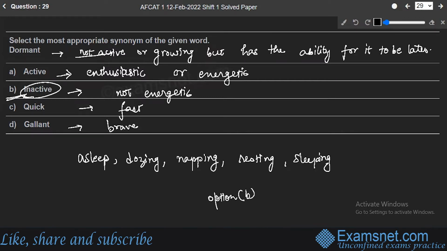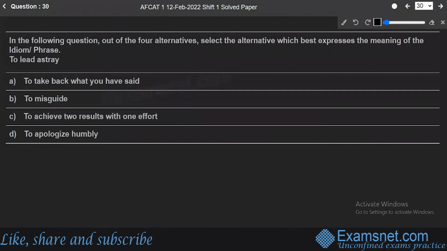Hope this is clear. Let's move. Next question, question number 30. In this question, out of the four alternatives, you have to select the alternative which best expresses the meaning of the given idiom or phrase. The given phrase or idiom is to lead astray, and the given options are to take back what you have said, to misguide, to achieve two results with one effort, to apologize humbly.